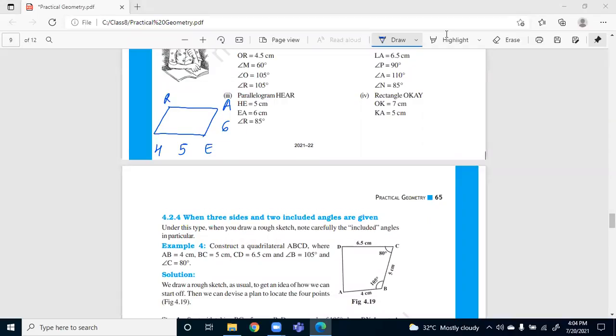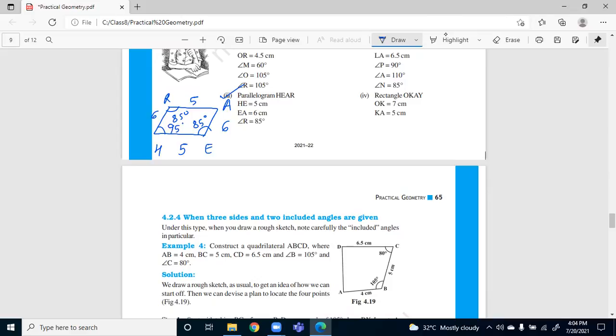So a parallelogram has opposite sides equal. So this should be 5 and this should be 6. Angle R is given to be 85 degrees. Opposite angles are equal in a parallelogram, so angle E is also 85 degrees. Now the sum of angle H and angle E is 180 degrees, so it is 95 degrees.